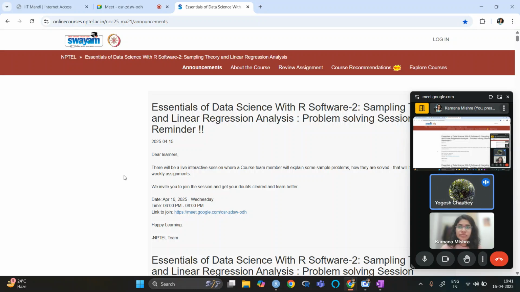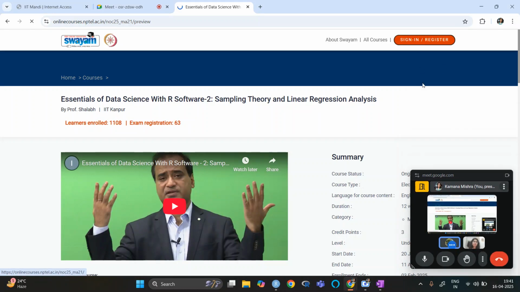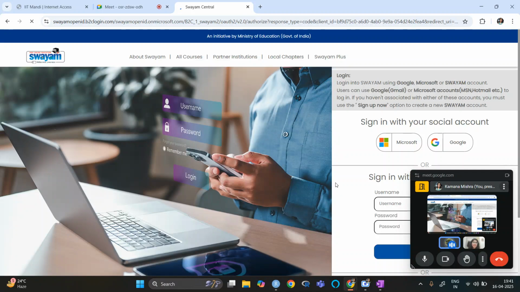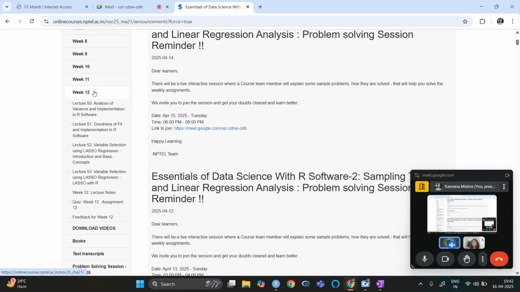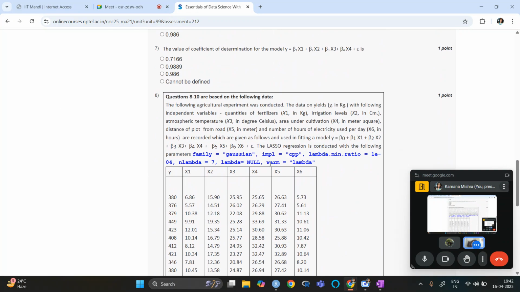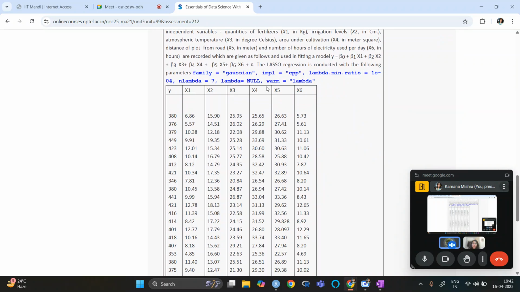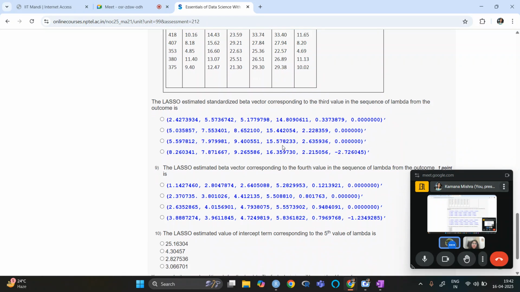Let me see where this one was, because the code it has given is failing to recognize. The question is number 8, and I have already done it. Does your R function work with family Gaussian? So we have these questions, numbers 8, 9, 10. I have done them. I have found the answers for 8, 9, 10.